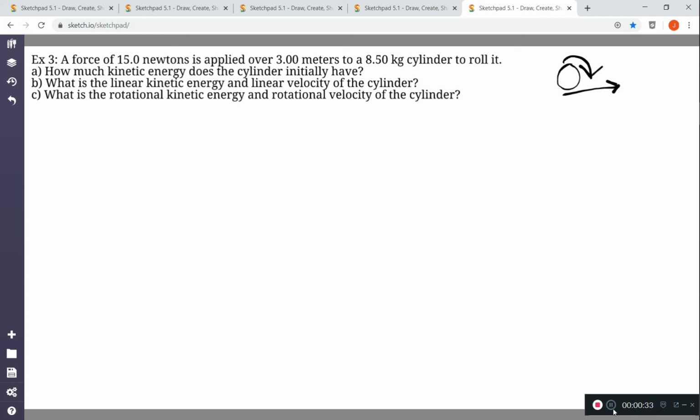And then it wants us to figure out what the linear kinetic energy and linear velocity are, and the rotational kinetic energy and rotational velocity. That's going to be a bit of a dance with the equations there.